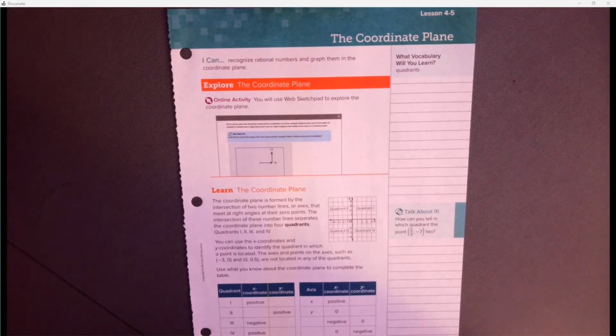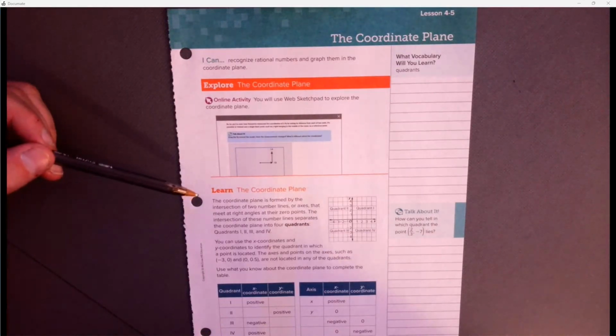Today, we're going to cover lesson 4-5, the coordinate plane, which begins on page 233. The I can statement states, I can recognize rational numbers and graph them in the coordinate plane. Let's jump down to the learn section.